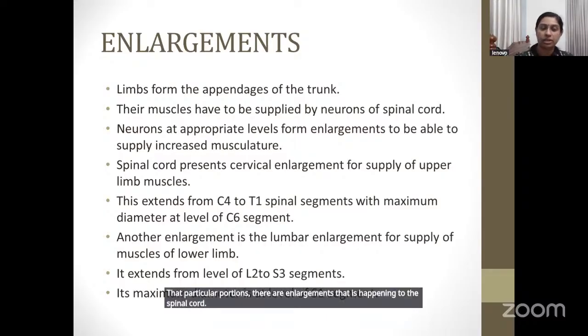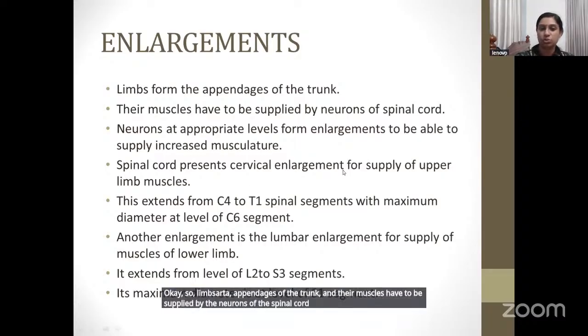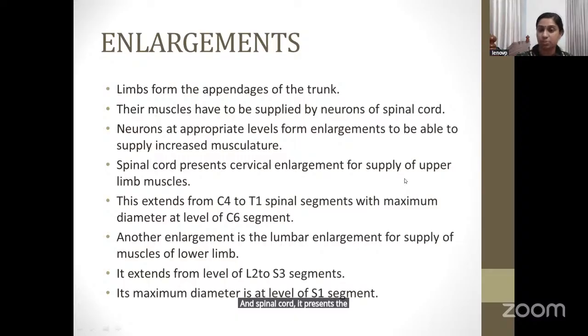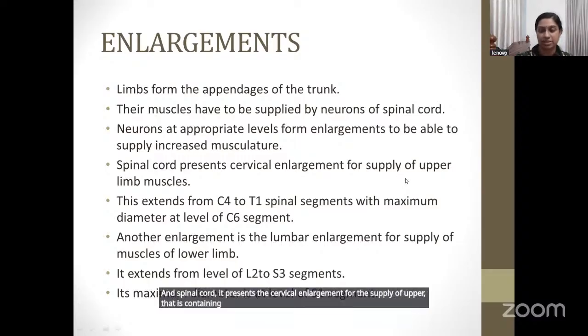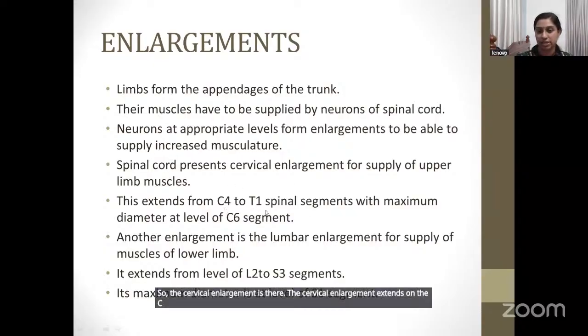Okay, so limbs are the appendages of the trunk, and their muscles have to be supplied by the neurons of the spinal cord. So the neurons at the appropriate level form enlargements to be able to supply the additional musculature. And the spinal cord presents the cervical enlargement for the supply of the upper limb, containing the brachial plexus of nerves. This cervical enlargement extends from the C4 to T1 spinal segments, and the maximum diameter occurs at the C6 segment. Okay.